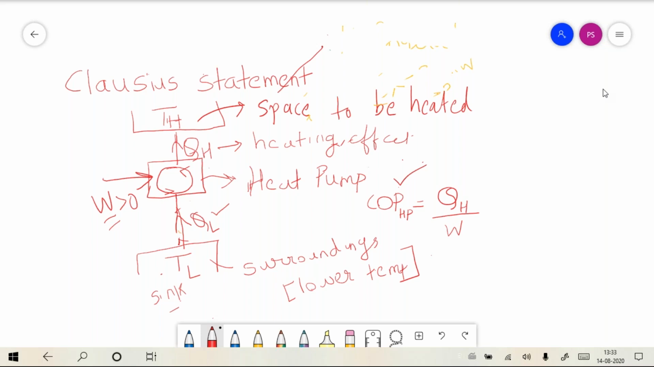W was asked, right? So this is QH. QH is 1.2 kilojoules per second. This would be one unity, that is one. So obviously this would be 1.2 kilojoules.